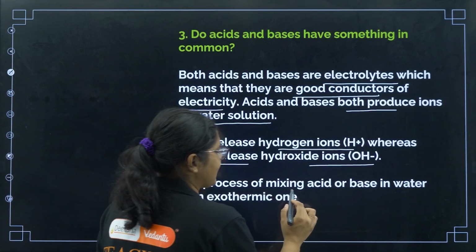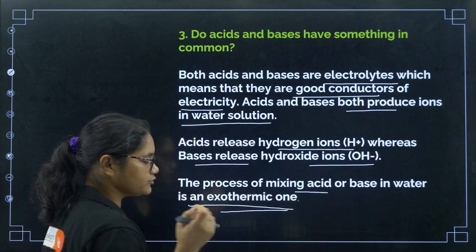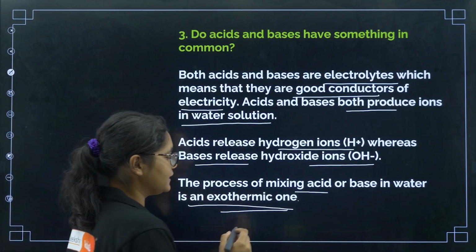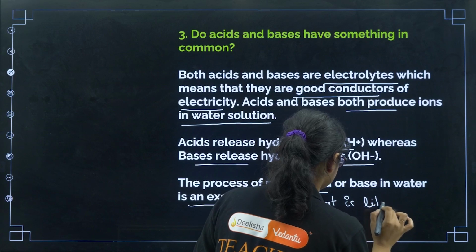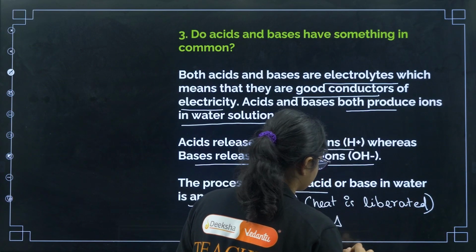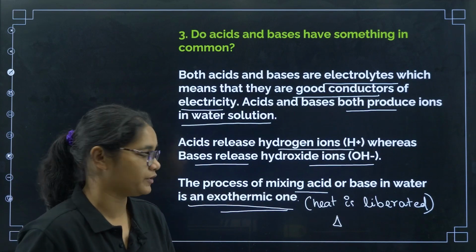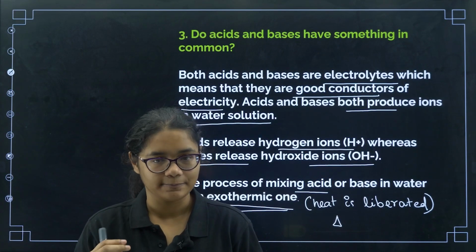Next, the process of mixing acid or base in water is an exothermic one. So when you dissolve acid or base in water, heat is generated, heat is liberated. In the previous section where we discussed the types of reactions, we discussed exothermic and endothermic, right? So this is an exothermic reaction where heat is liberated, clear?